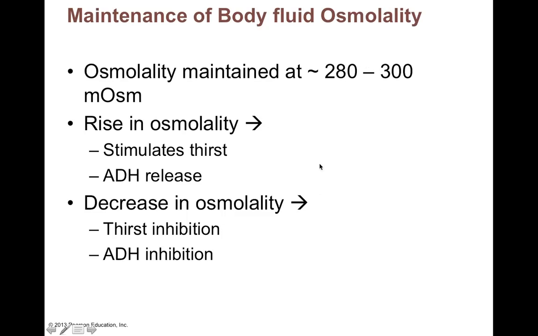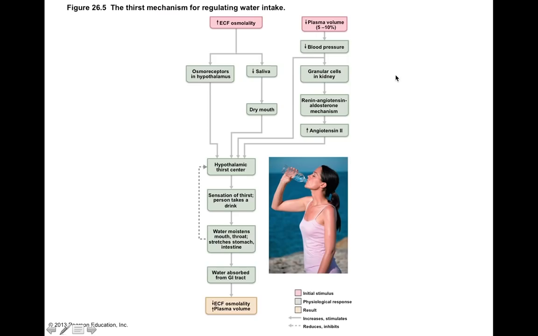So you're just looking at kind of a feedback loop here, you guys, which keeps you between 280 and 300 milliosmoles. Okay, so what this slide shows is just the regulation of osmolarity in your body. So what we find then, you guys, is that if osmolarity increases, you get a decrease in saliva production, which makes your mouth dry, and that tells your brain that you're thirsty, which is interesting. So by having dry mouth, it kind of tricks your brain into thinking you're thirsty. But it's still generally true. Like if your mouth's dry, you probably do need water, right?